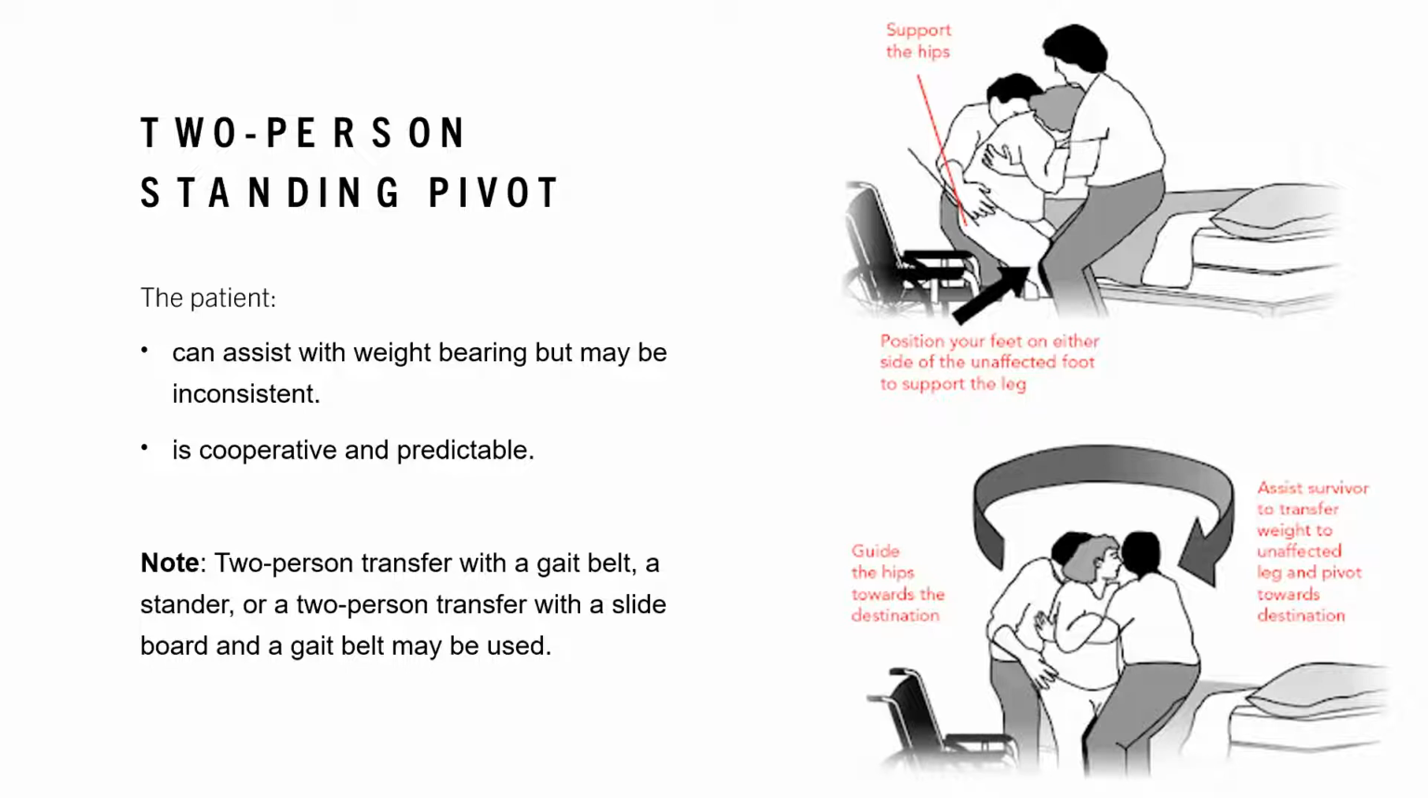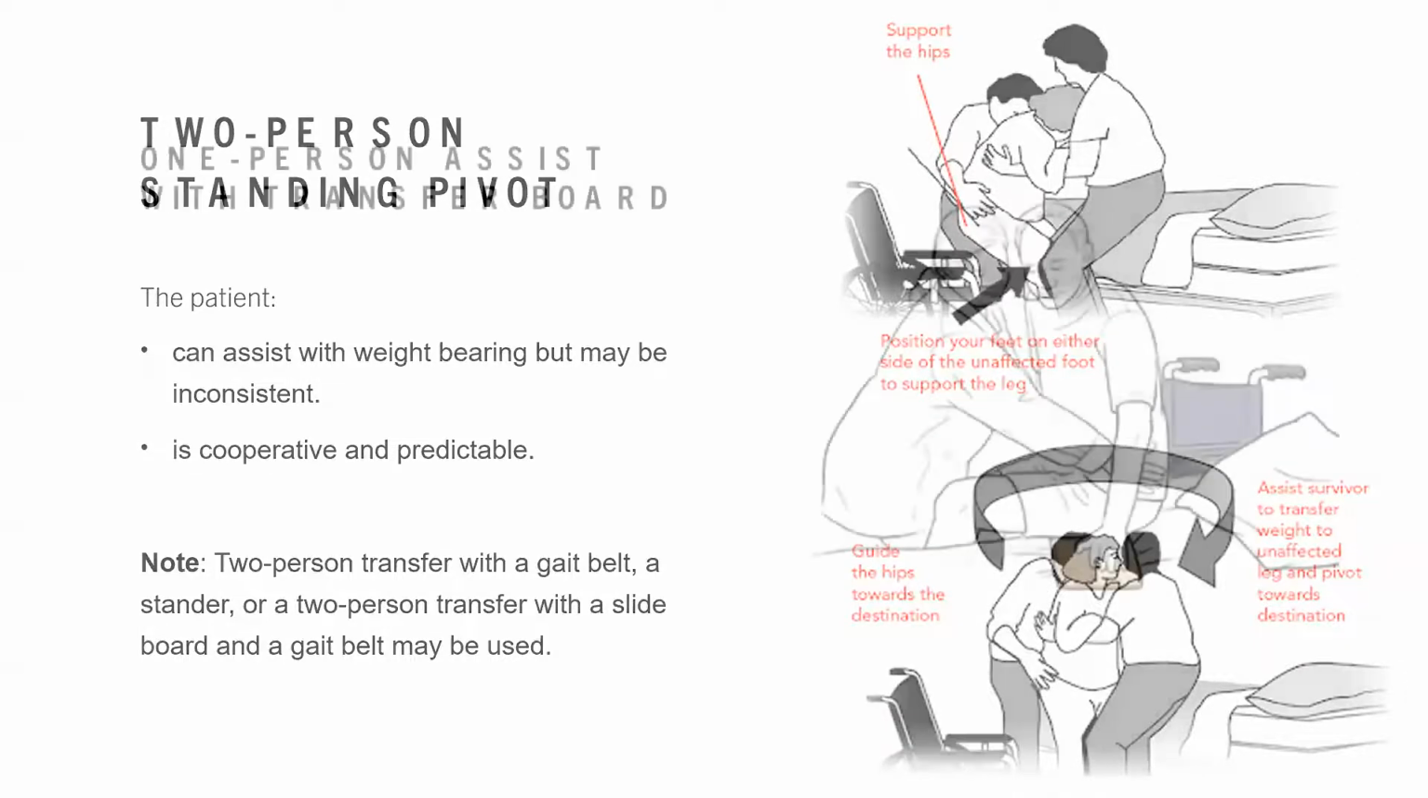But the patient is not able to utilize both of the legs properly, unable to apply full weight bearing. So that's why you need 2 persons to assist, one at the front and one at the side. So a 2-person transfer with a gait belt, a standard, or a 2-person transfer with a slide board and a gait belt may be used.